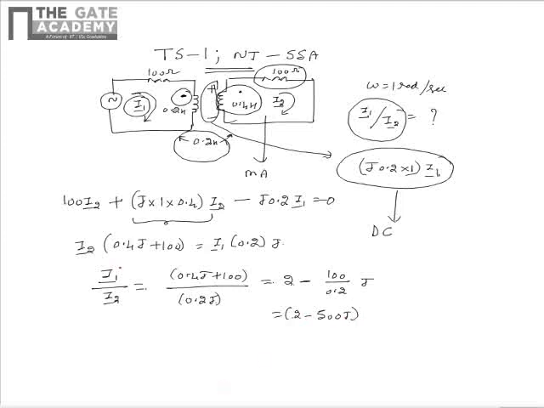From this we see that the ratio of the phasors I1 by I2 can be written as 2 minus 500 J upon using the dot convention and the KVL. Hence we see that the correct option corresponding to the ratio of the phasors is D.